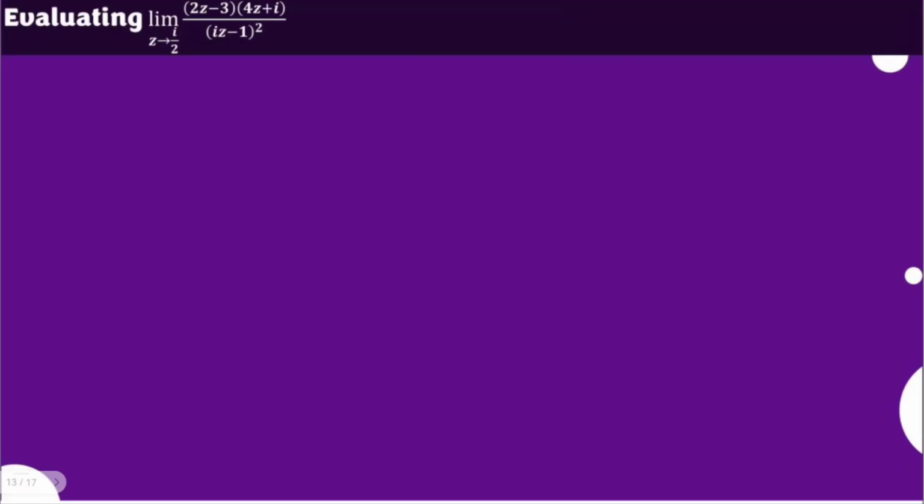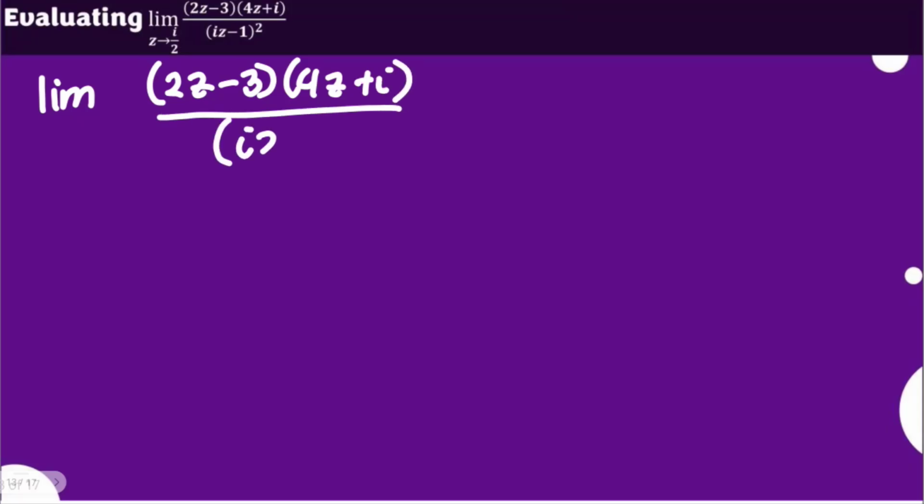You may of course use the limit theorems, but you might add one or two or three more steps. So allow me to use the substitution process here, because I believe that my denominator will no longer be equal to 0 as I substitute i over 2 for our z. So here we have the limit, again, the product of 2z minus 3 and 4z plus i all over the square of iz minus 1 as z approaches i over 2.